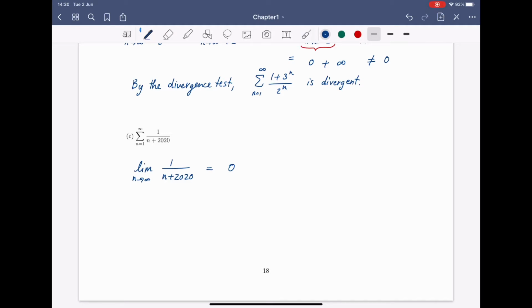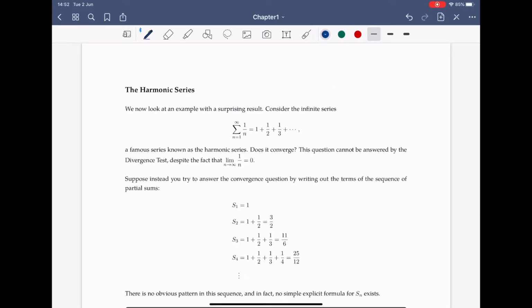When you have the limit of a sub n equal to 0, your conclusion is that the divergence test is inconclusive. You cannot conclude anything from there, so you have to use another test. Next, we are going to talk about the harmonic series.